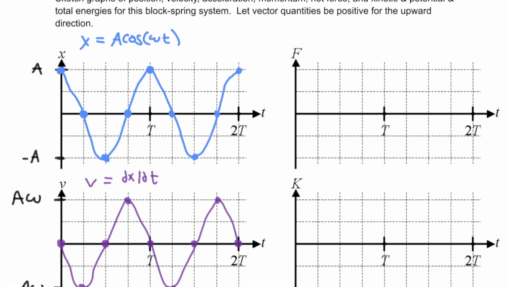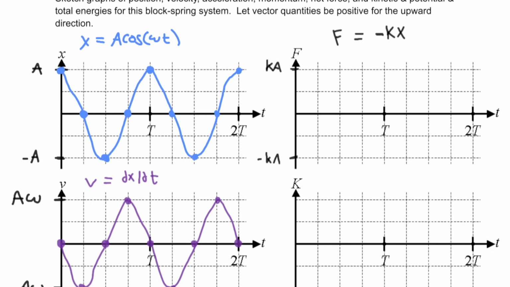All right, now for some interesting ones. The force graph. So the force is going to be equal to negative some constant times the displacement. So it's going to be a negative reflected version, so a negative meaning a reflected version of the original graph for position. So this is just going to be kA, and this is going to be minus kA.